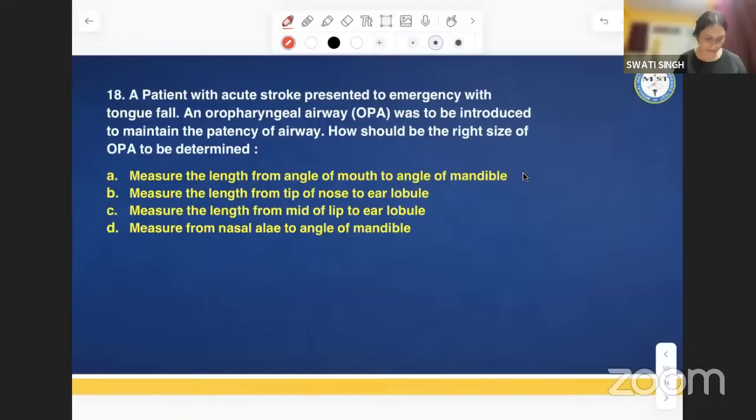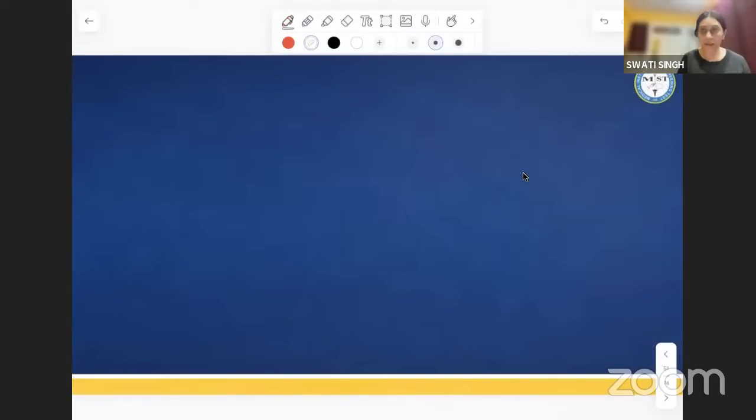introduced to maintain the patency of the airway. How could the right size of OPA we would determine? So guys, again, this is a very expected question. They have given so many questions on the maneuvers, head tilt, chin lift, and jaw thrust. So if they move one step further, they will start asking about the basic airway adjuncts, so devices which we use to open the airway.